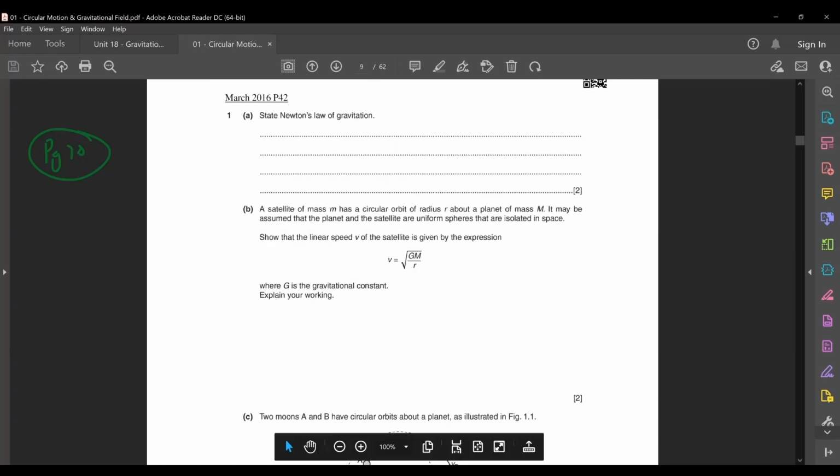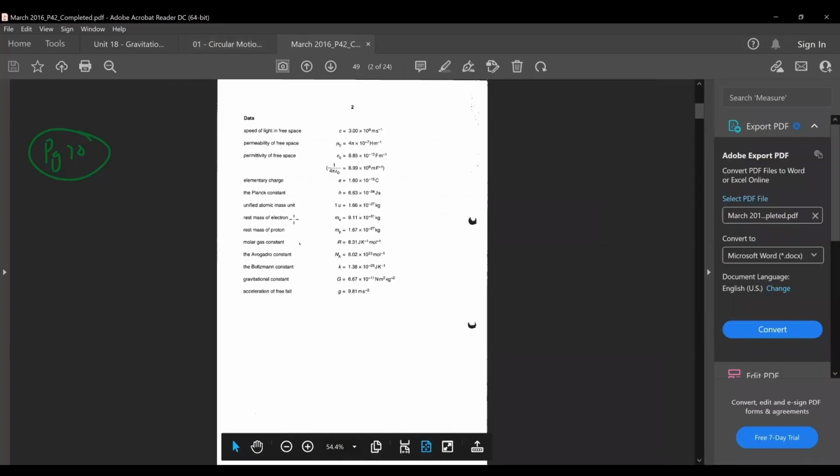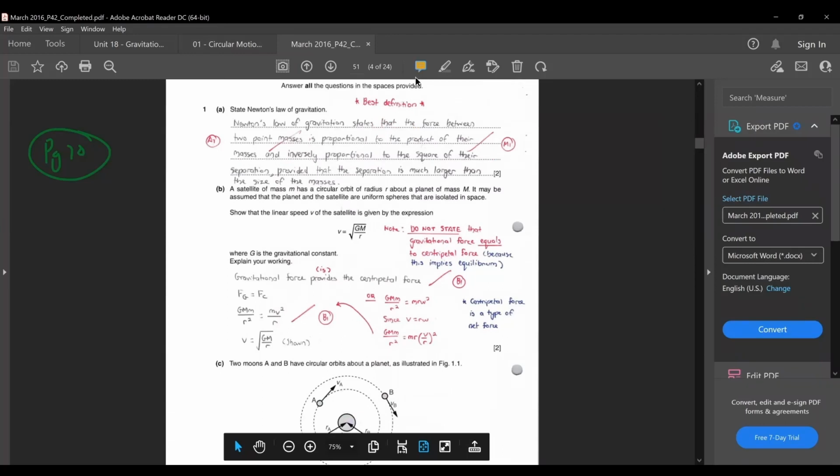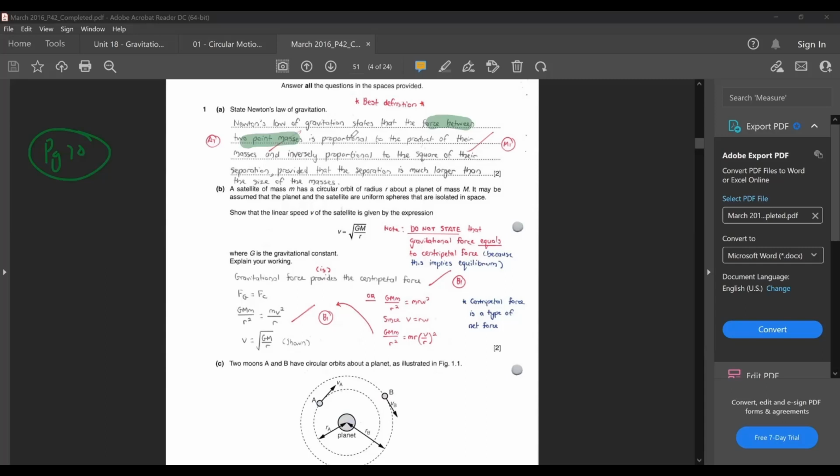This is something that we just learned last week. We can actually just copy back whatever we learned from the notes, where we say that force between 2 point masses is proportional or directly proportional to the product of their masses and inversely proportional to the square of the separation. You just really need to say this portion only. The rest of it I think is a bit extra. You don't really need to write them if you feel that it's too long to write.